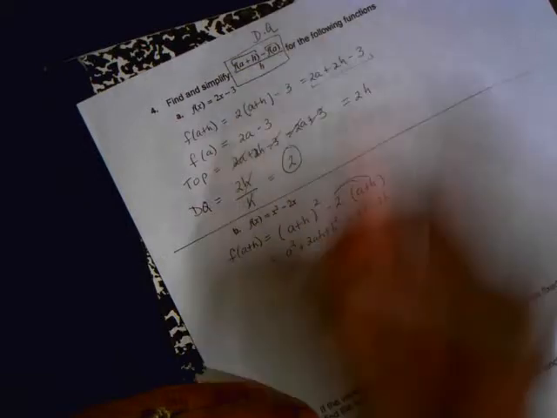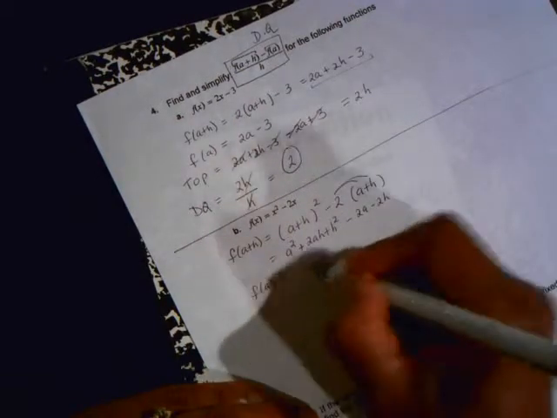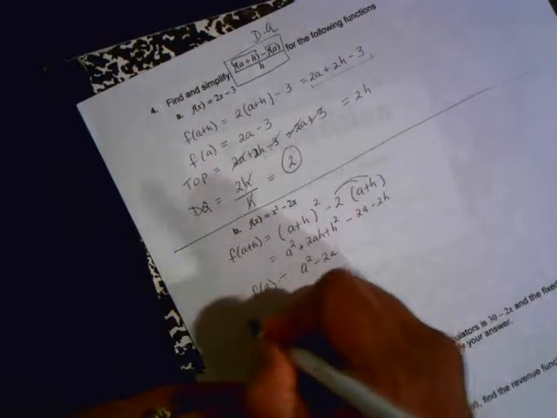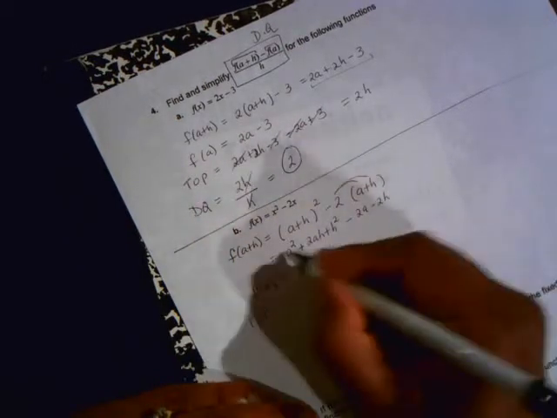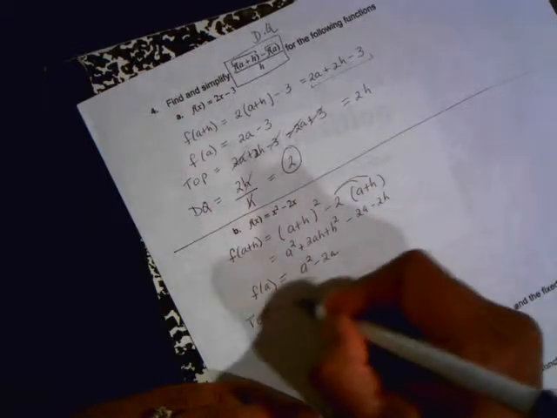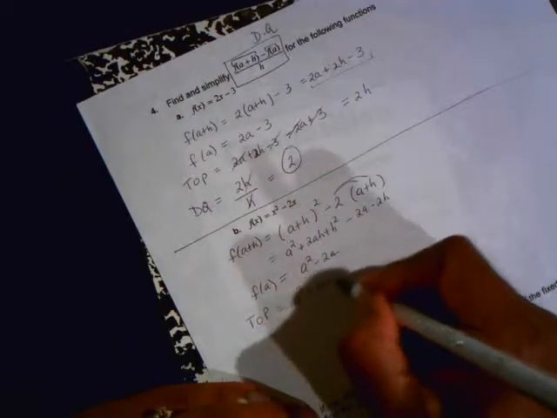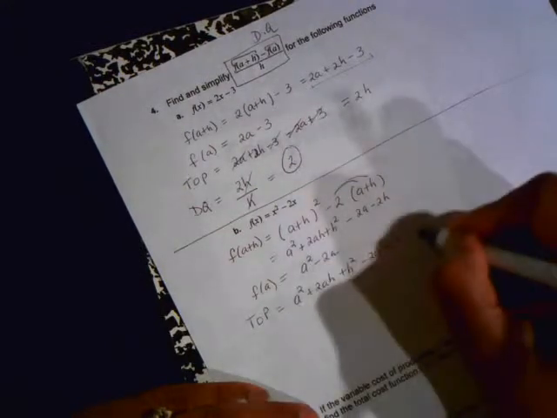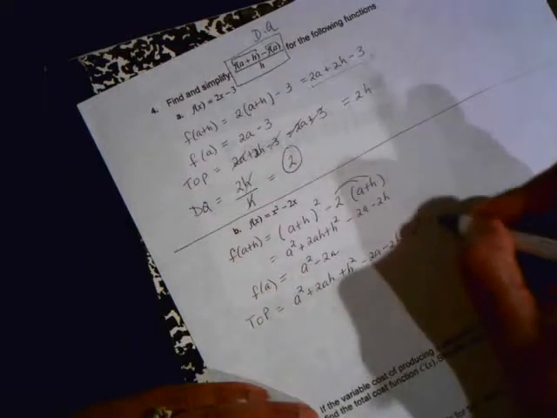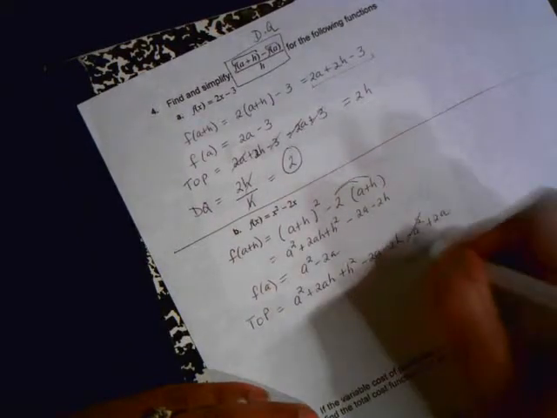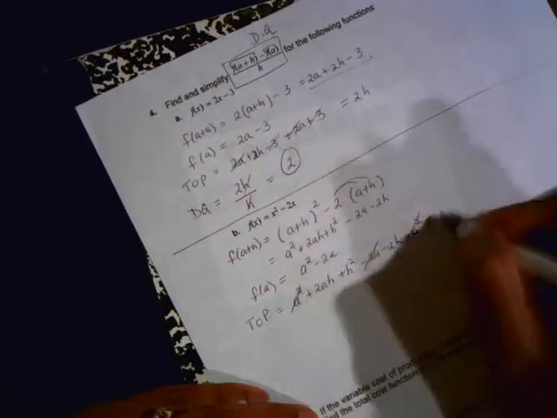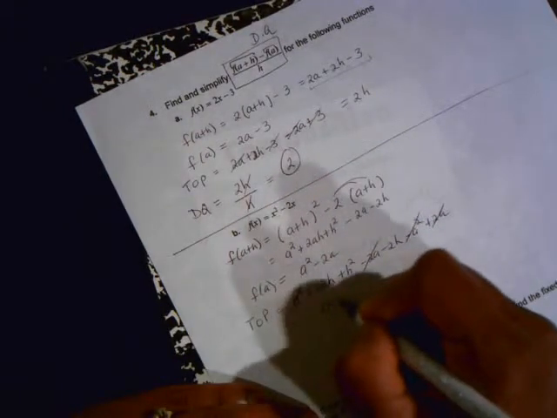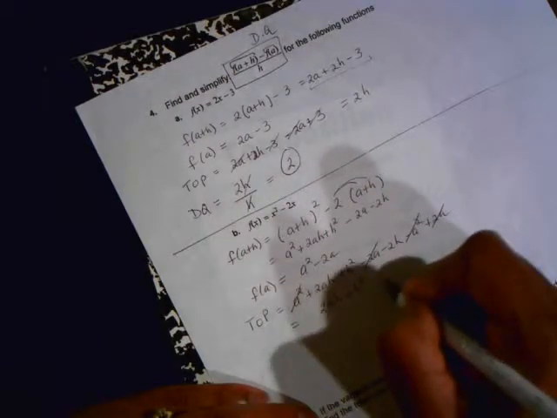The next part here is f of a, which is a squared minus 2a. It's simply plugging in a for x. And now if you look at the top, you're taking this minus this. So it's a squared plus 2ah plus h squared minus 2a minus 2h. This becomes a negative, that becomes a positive, and you distribute the negative sign. Simplify, and we have 2ah plus h squared minus 2h.